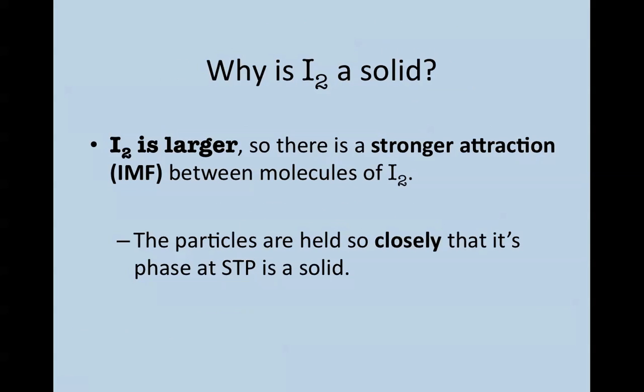Well, it actually has to do with our intermolecular forces. Iodine is larger, so because we have a larger molecule, we have a stronger intermolecular attraction, or IMF, between the molecules. Because there's a stronger attraction, they're held closely together, so the phase at STP results in a solid.